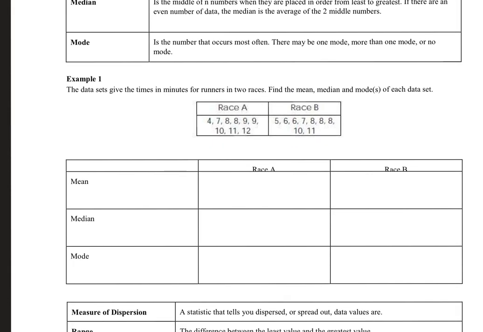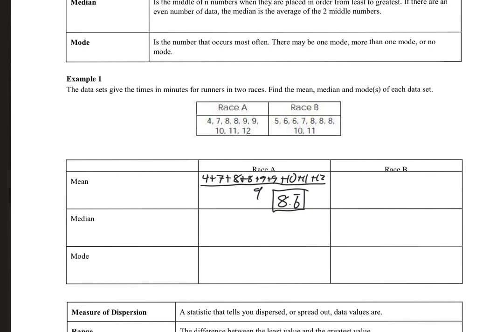Okay, so let's take a look at this first data set. It's already in order for us, that's very nice. And we're going to find the mean. That's not so bad. We just literally add all these things up: 4 plus 7 plus 8 plus 8 plus 9 plus 9 plus 10 plus 11 plus 12. And then we divide it by how many numbers there are. So 1, 2, 3, 4, 5, 6, 7, 8, 9. So we're going to divide all of that by 9. Now, when you do that, you should get about 8.6 repeating. All right, there's the mean.